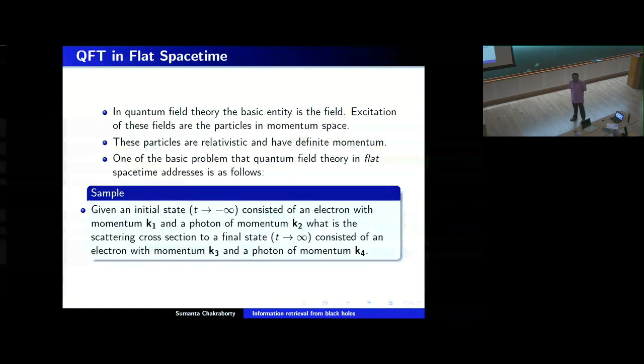So I start with quantum field theory in flat spacetime. In quantum field theory, the basic thing that you deal with is the field itself. Excitations of these fields are essentially particles in momentum space with definite momenta, and they are relativistic. One sample problem you deal with in quantum field theory in flat spacetime is as follows. You take an initial state, t going to minus infinity, an electron with some momentum k1, a photon with some momentum k2, and then you prepare a final state with an electron with a different momentum k3 and a photon with a different momentum k4. And you ask what is the scattering cross-section between them. This is one of the standard processes.